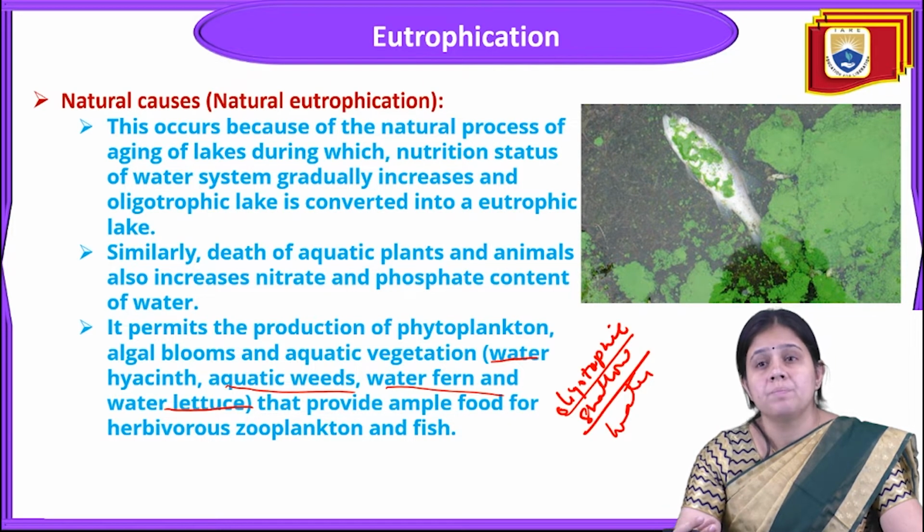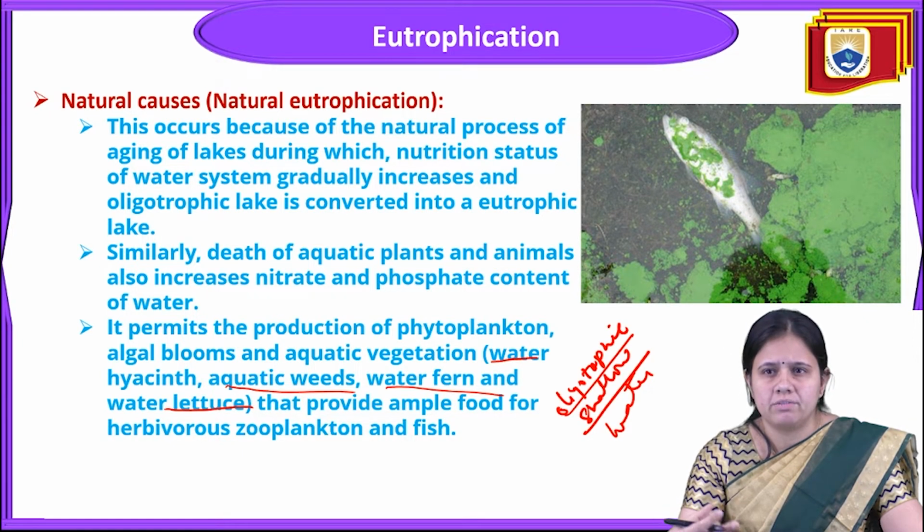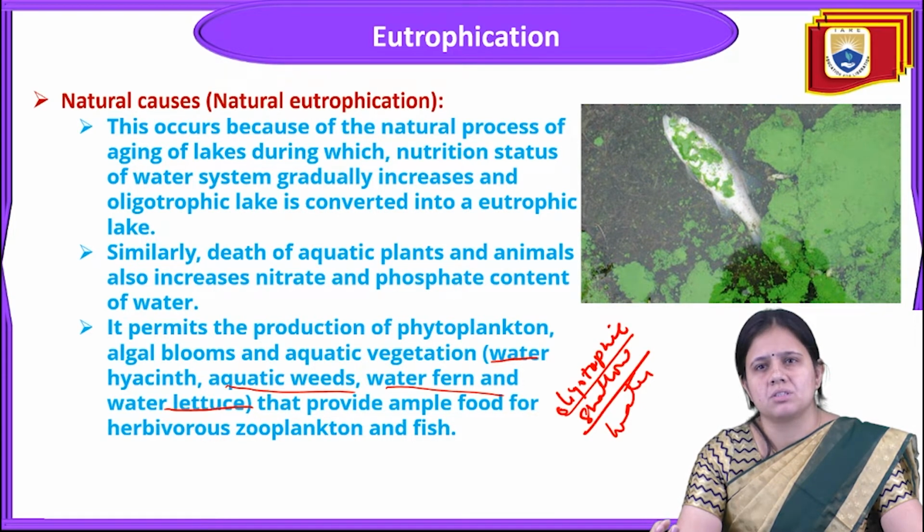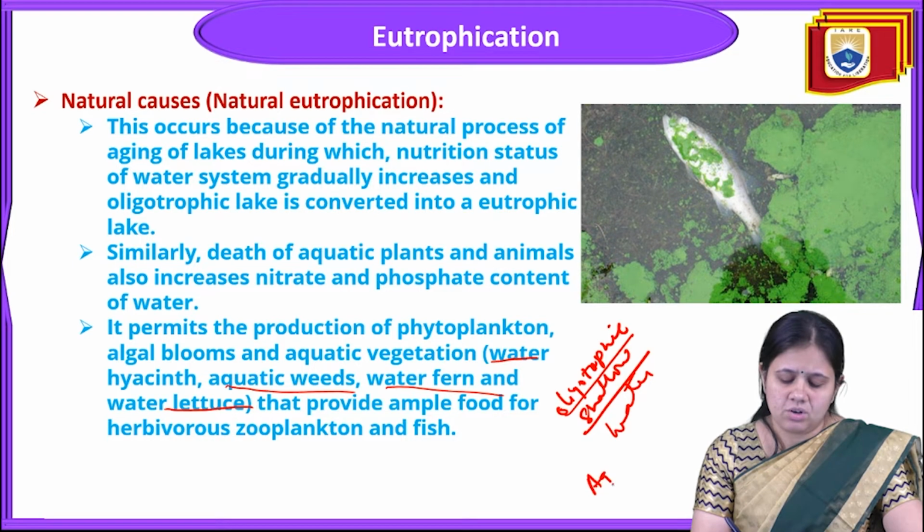Sometimes phytoplankton will permit the production of algal bloom and aquatic vegetation, such as water hyacinth, aquatic weeds, water ferns, and water lettuce. This will then provide ample food for the herbivores, zooplankton, and fishes. So this was about the natural causes of eutrophication. The natural cause of eutrophication is nothing but the aging of a lake. Aging of a lake is called eutrophication of the lake.